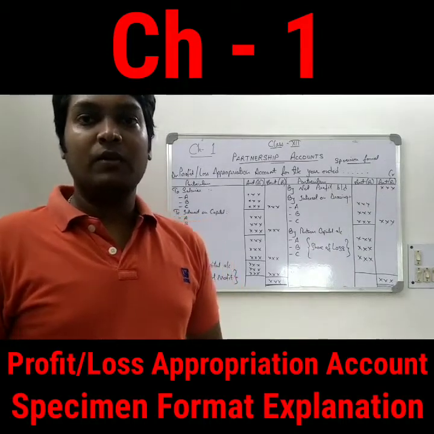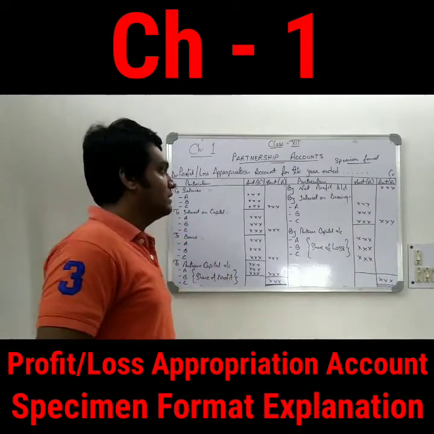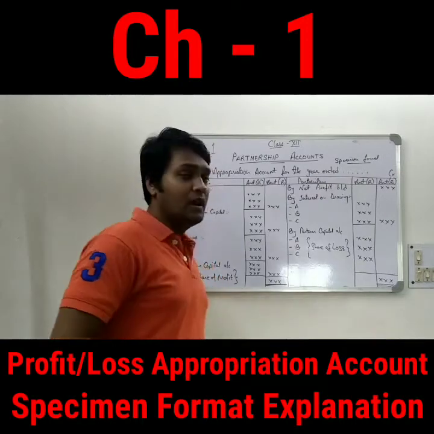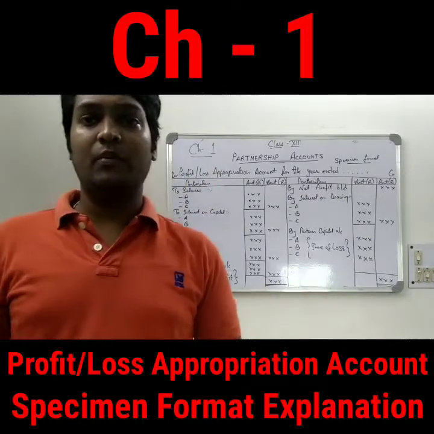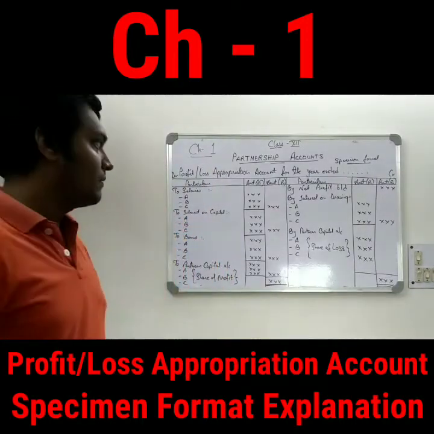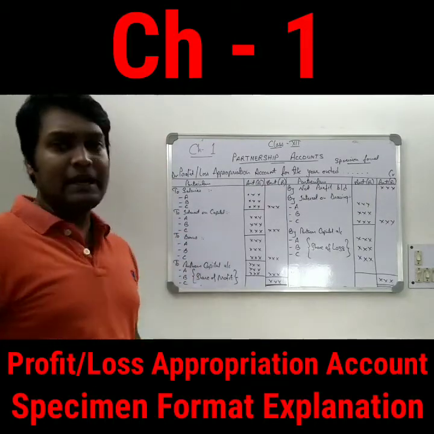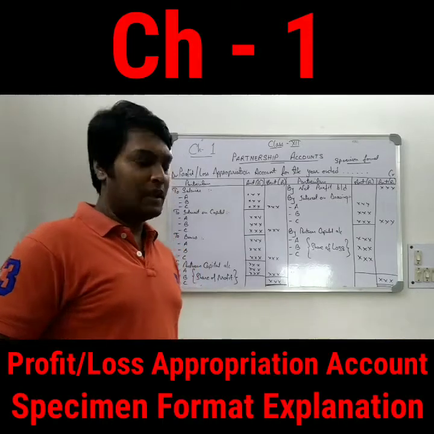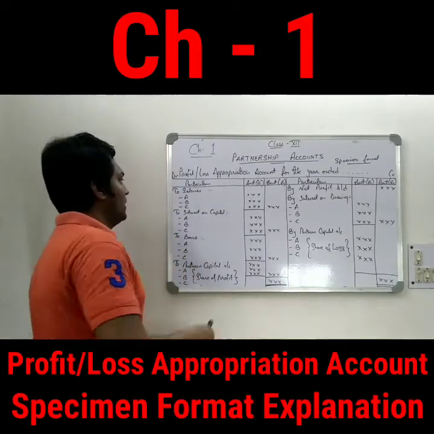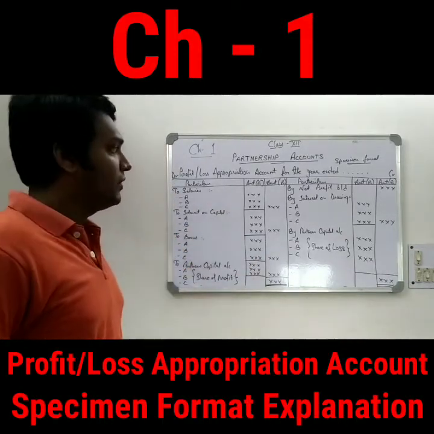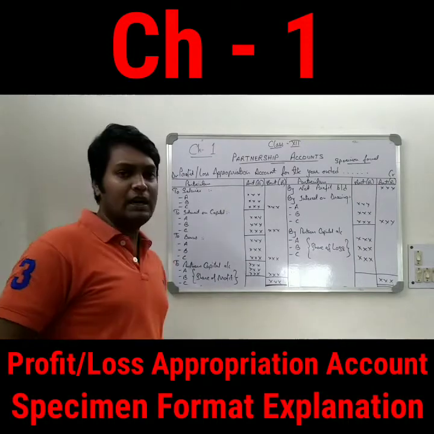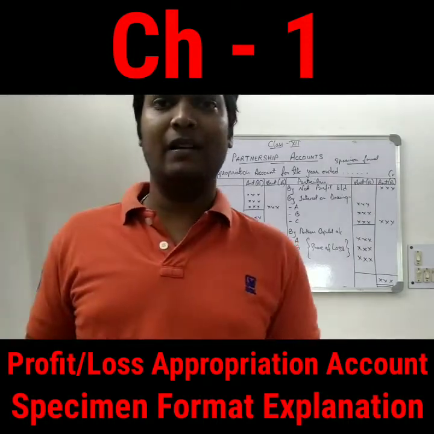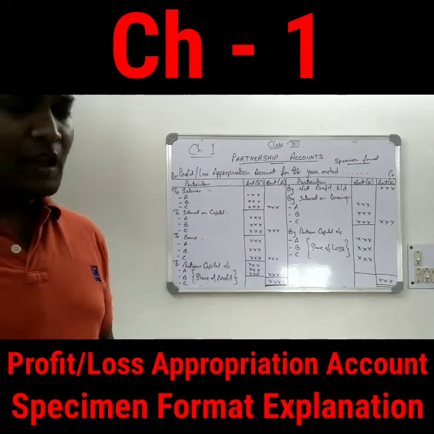Next we will come to the sum. The chapter 1 sum is the profit and loss appropriation account. This is a specimen format for the profit and loss appropriation account. What we'll do here is create a format like this. It's just a ledger format, which we have already done in your class 11.